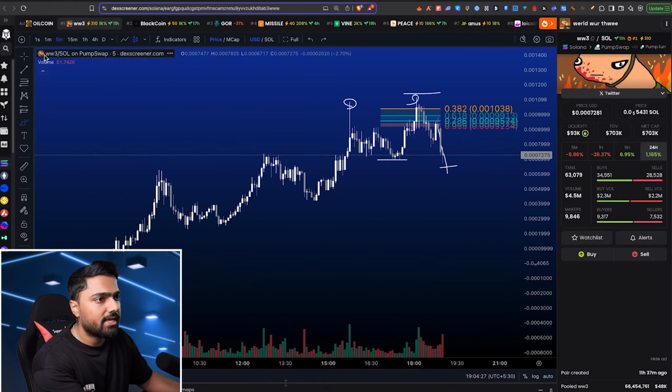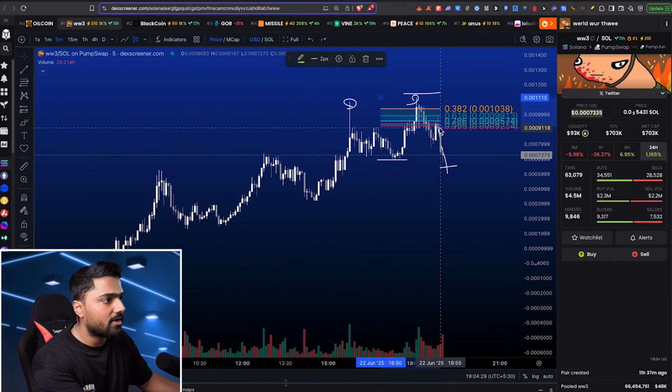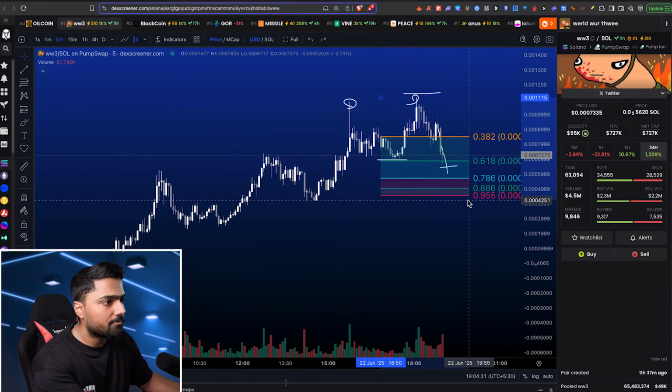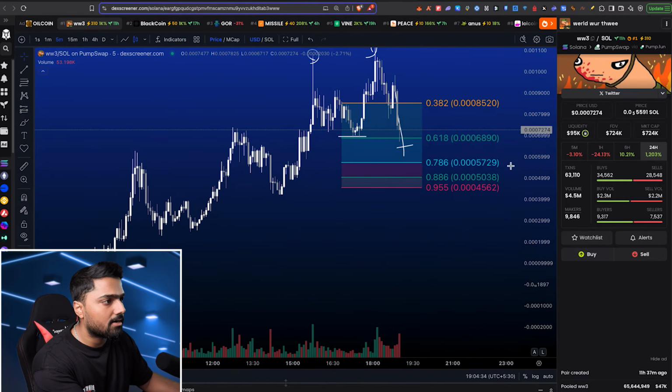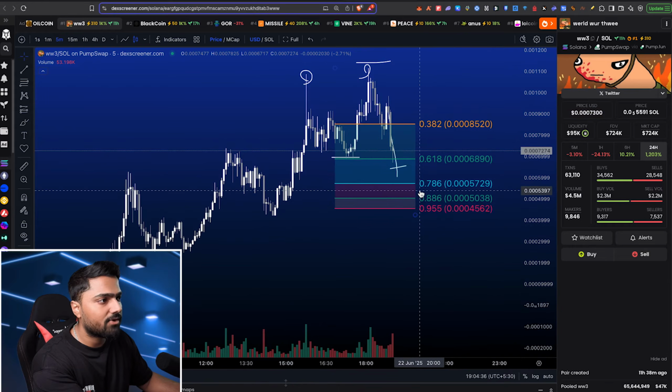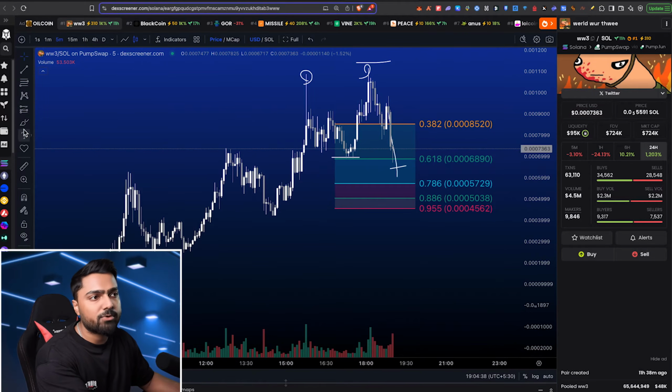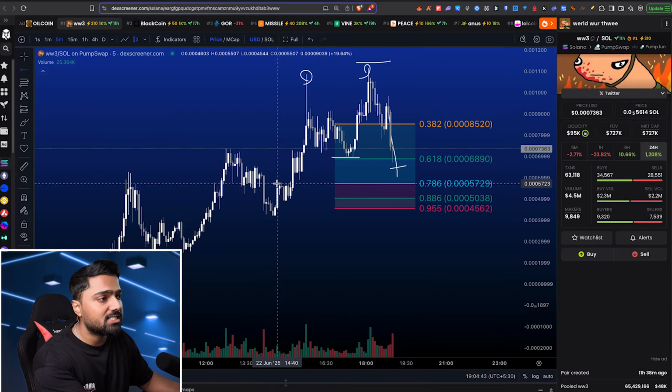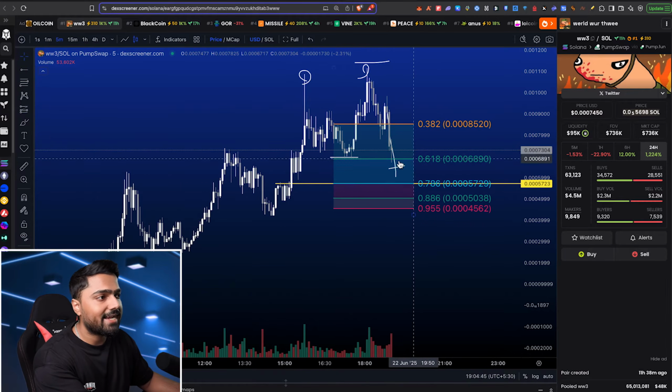Now let's quickly get back to our Fibonacci tool and drag it all the way to this low right here. If I drop it right here, we can see that our 0.786 Fibonacci level is sitting right around here. So there is a very high possibility at the moment that we are going to see price coming back into this region right around here.